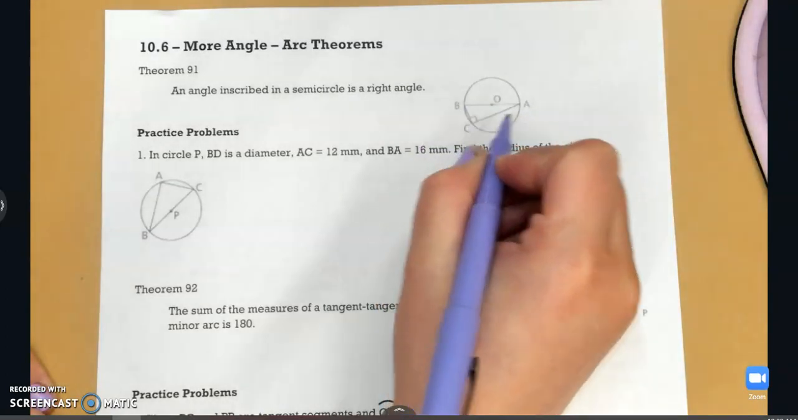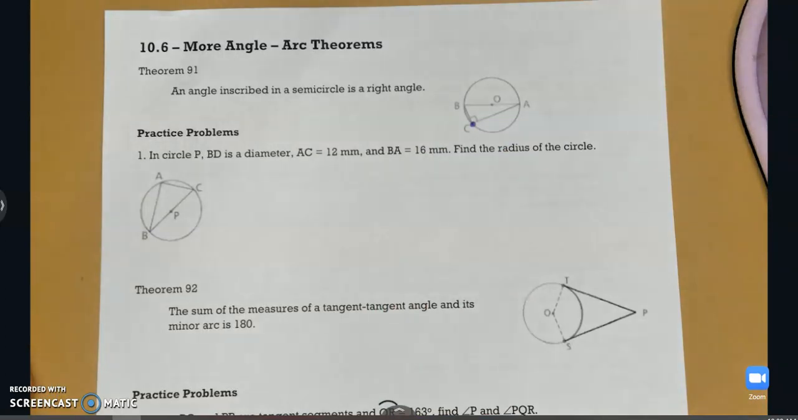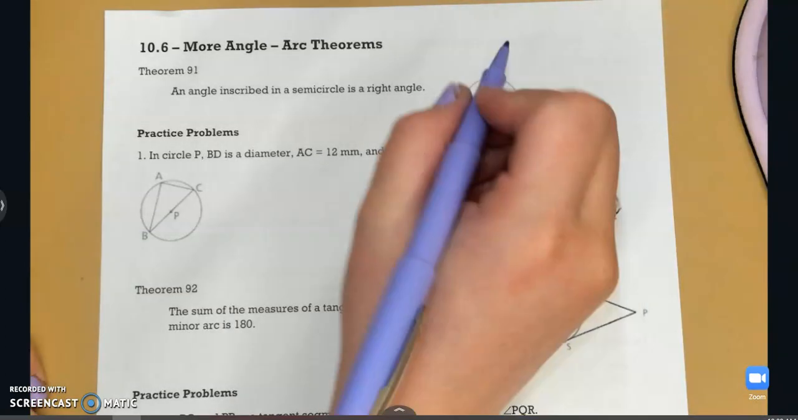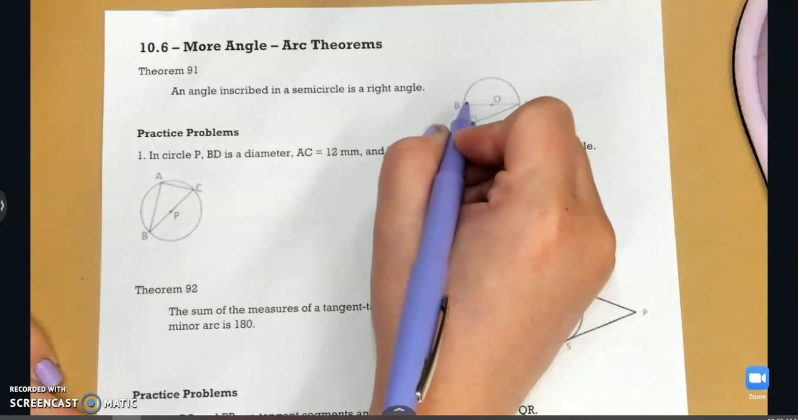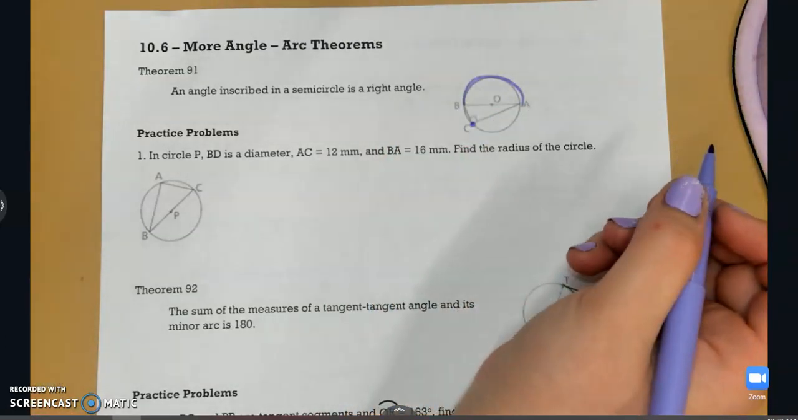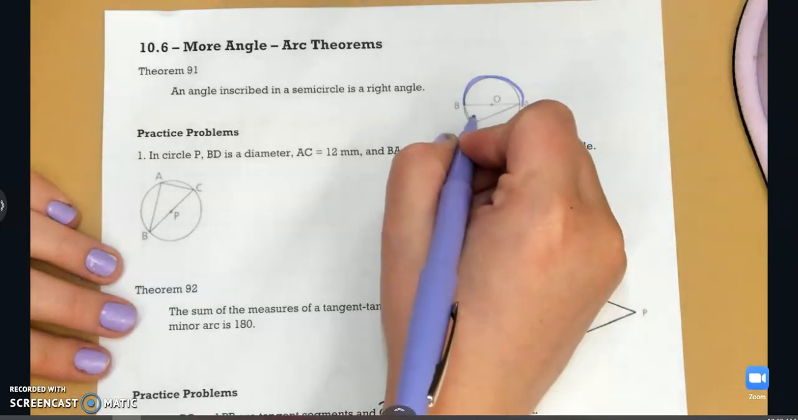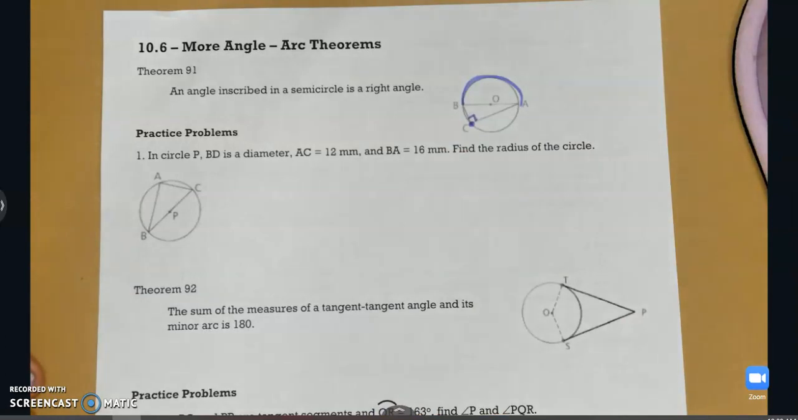So let's look at angle BCA. The vertex of this angle is on the circle, which means its measure is half the arc it intercepts. Well, this angle is intercepting arc BA, which is a semicircle. That's 180 degrees. Half of 180 is 90, which makes this a right angle. Well, when is that helpful?